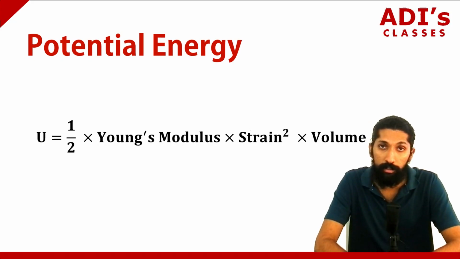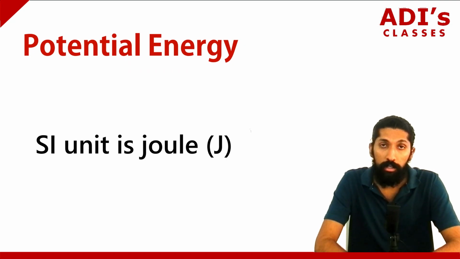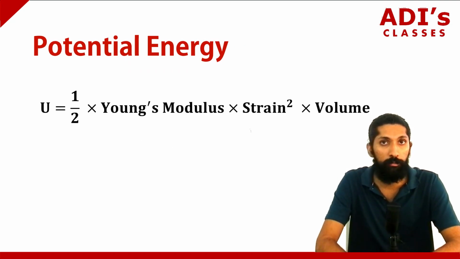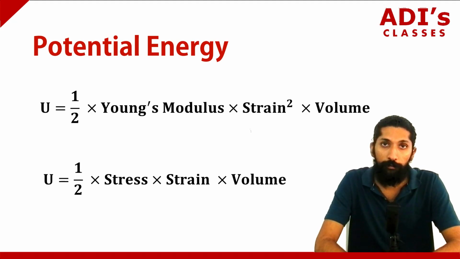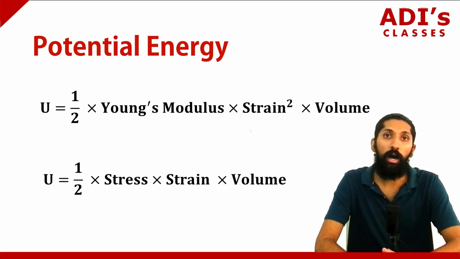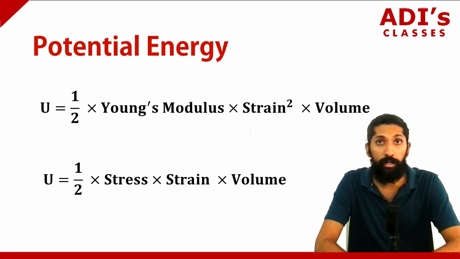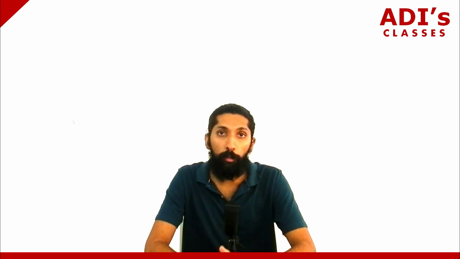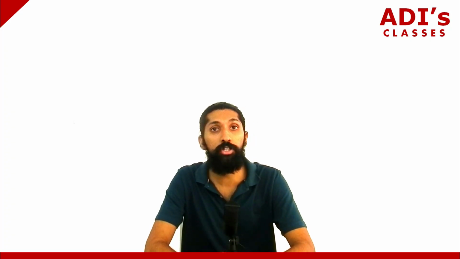Understood? So remember, this is potential energy, so the SI unit is joule. Let's recap the formula one more time. You have half into stress into strain into volume, or half into Young's modulus into strain square into the volume. These two are the formulas for potential energy in a stretched wire.